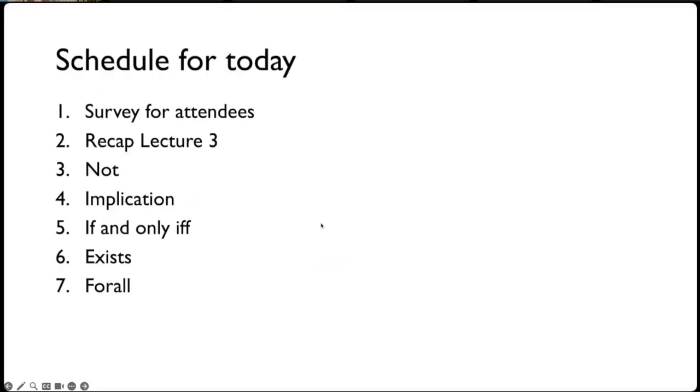We will be recapping lecture 3 briefly and then moving into some of the additional logical terms that we didn't cover last time, and showing some Lean proofs about exists and for all.